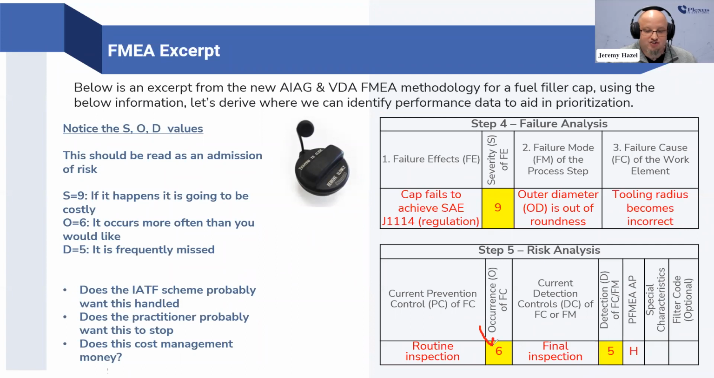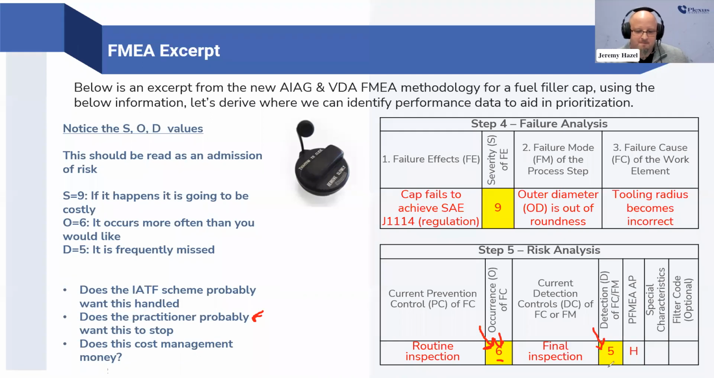Now, the practitioner is experiencing a tremendous amount of occurrence, right? On a scale of 1 to 10, a 6 is not good. I guarantee you that scrap is going in the box every day at this level. So would the practitioner probably want this to stop? Absolutely. Their metrics are probably not stellar. Between a 6 and a 5, I'd be willing to bet the PPM is probably bad, because not only is it happening, but it's getting out.